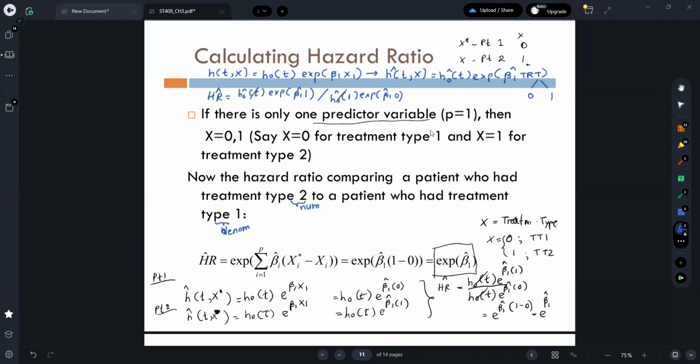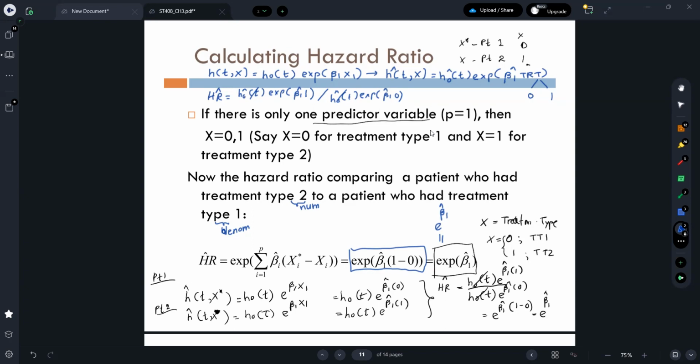So what you have for the hazard ratio is exp beta 1 hat, it's common, with 1 minus 0, at the top and the bottom. So with the common base exp, you subtract the exponents. Division becomes subtraction. So beta 1 hat times 1 minus 0 is just 1. So the answer is exp beta 1 hat, or you can write this as e to the power beta 1 hat. So the hazard ratio is whatever value you get from e to the power beta 1 hat. So you can compare after looking at the number you get for that. You can say the patients in treatment type 2 have this many times the hazard compared to the patients who had treatment type 1. That is how you explain it.